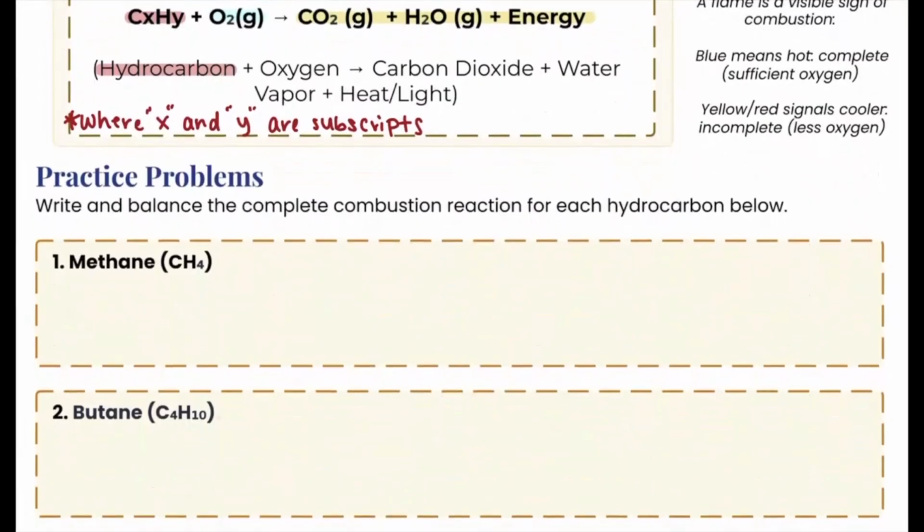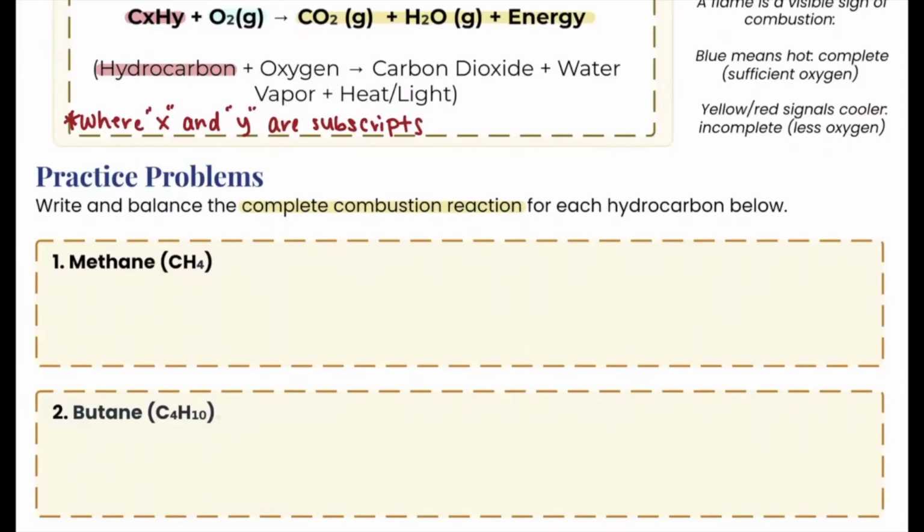All right, so the first problem says, write and balance the complete combustion reaction for each hydrocarbon below. And we'll start with methane. Now, methane has the formula CH4. In organic chemistry, we call CH4 methane, and it's the simplest hydrocarbon. If you ever want a full video on naming hydrocarbons, please don't hesitate and comment below. But odds are your teacher in high school will likely give you the formula for methane, which is CH4.